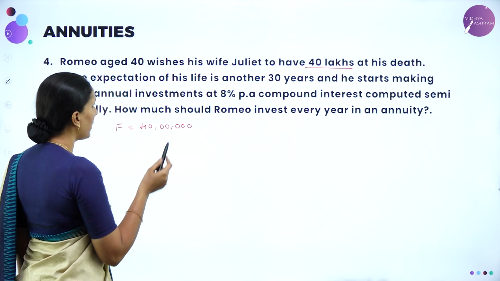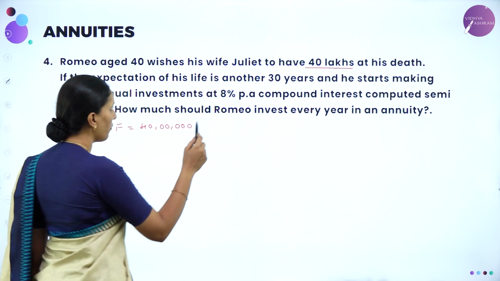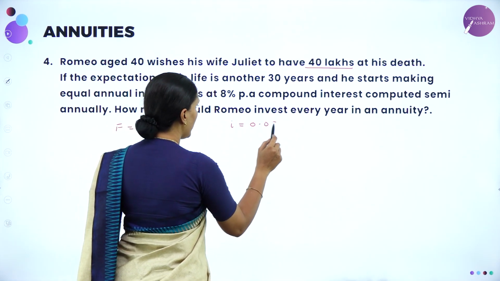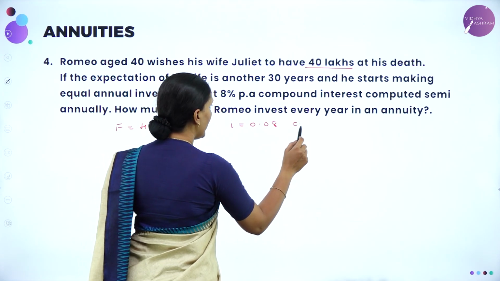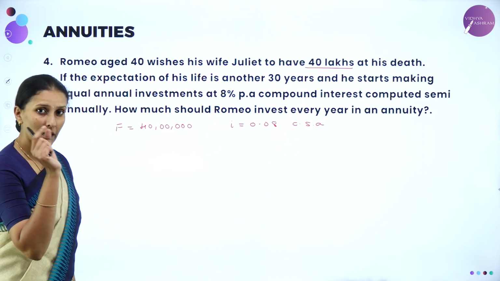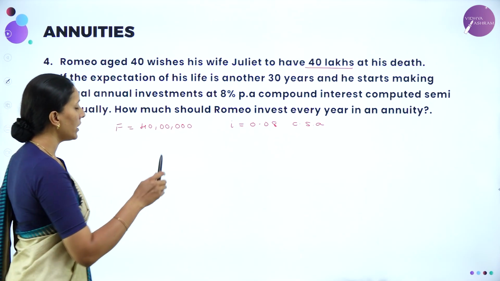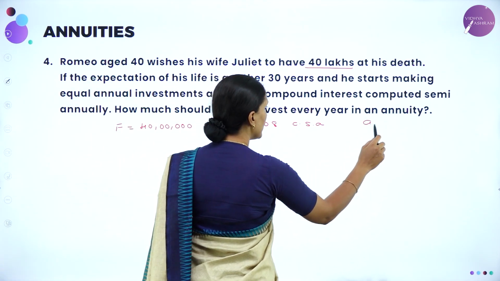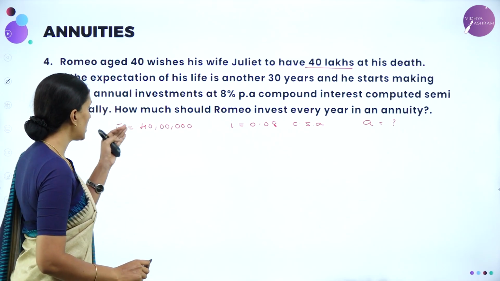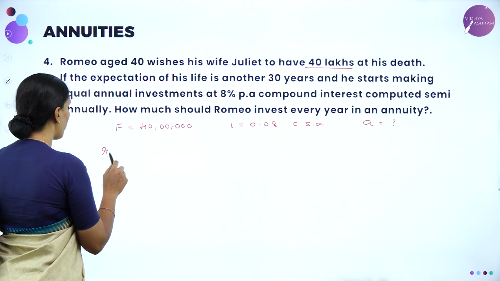Now, his life expectancy period is 30 years and the rate of interest is 8% per annum, so it is 0.08, but this is compounded semi-annually. Therefore, first we need to find the effective rate of interest for a year. Now we need to calculate what investment he should make so that after 30 years, his wife will get 40 lakhs. Before that, let us calculate the effective rate of interest.